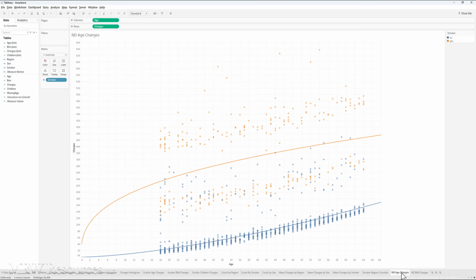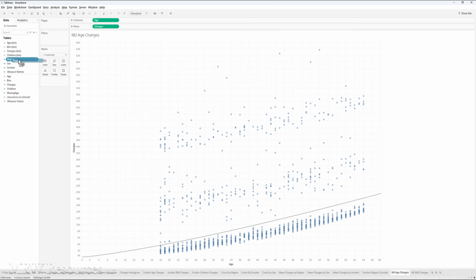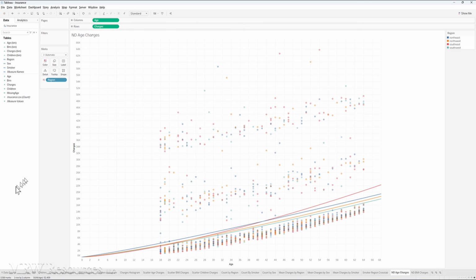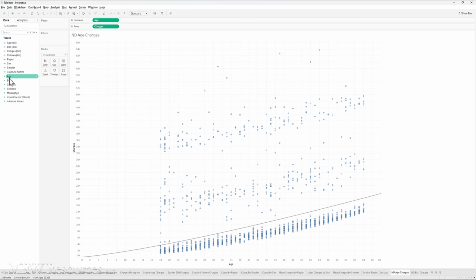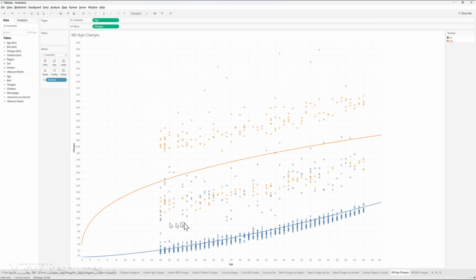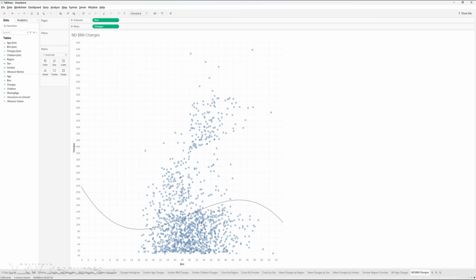While I'm thinking about it, I'm going to take smoker back out of this for a minute, and throw in region to see if that gives us anything. And no, for all the regions there's a slight difference in the slope of the lines, but they all seem to have a similar magnitude and similar direction. So again, I'll take region back out and throw smoker back in, and that's the one we'll keep for that one. All right, so let's try BMI charges.